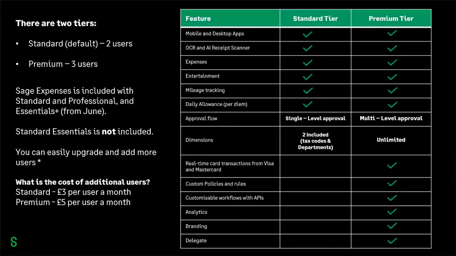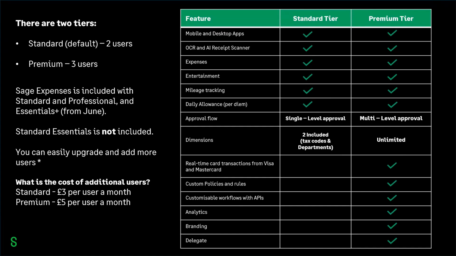So you might be wondering, what am I going to get out of Sage Expenses? Sage Expenses comes in two options. There are two tiers, standard and premium. This would apply to all your users across the business, but it gives you the flexibility to upgrade to premium as your business grows.